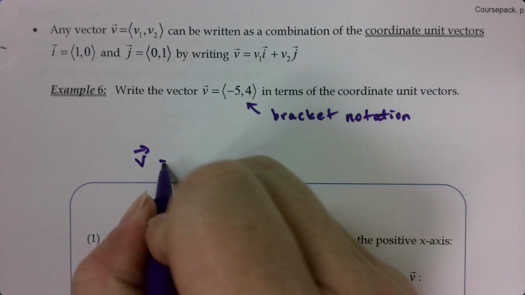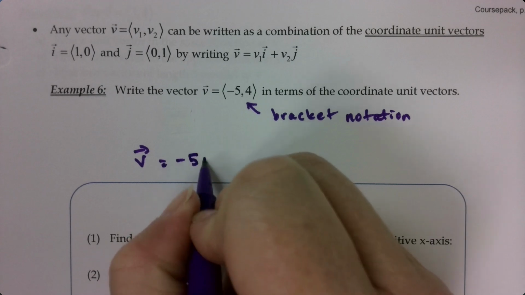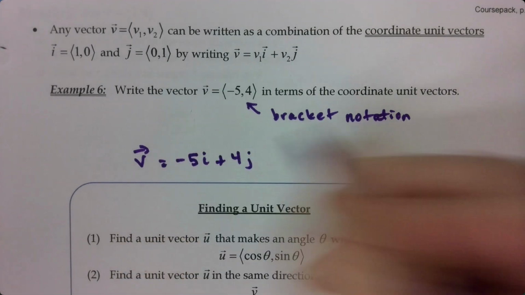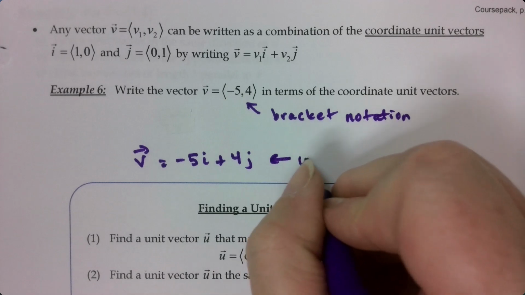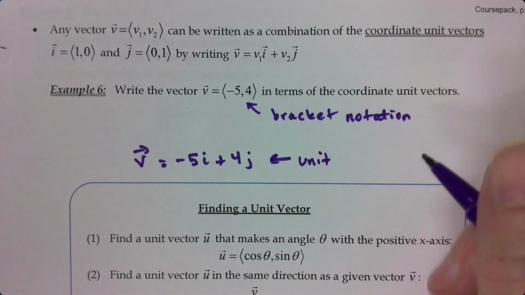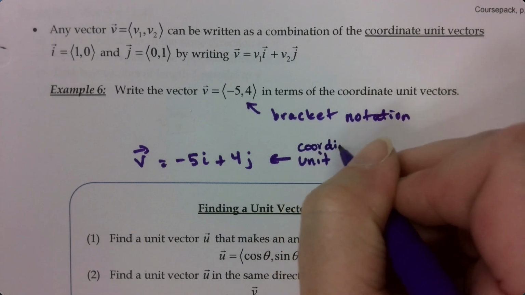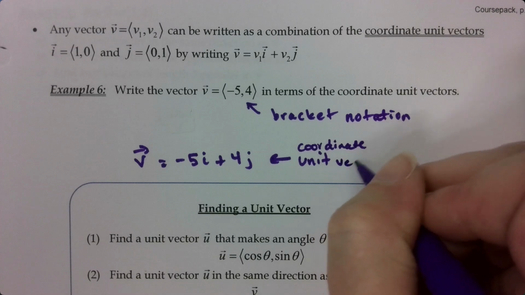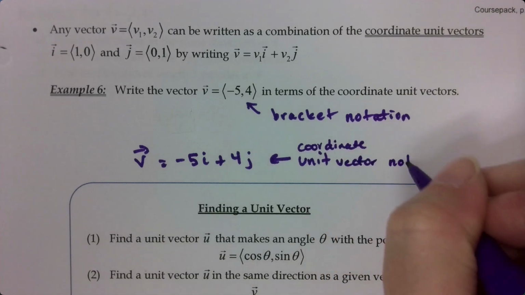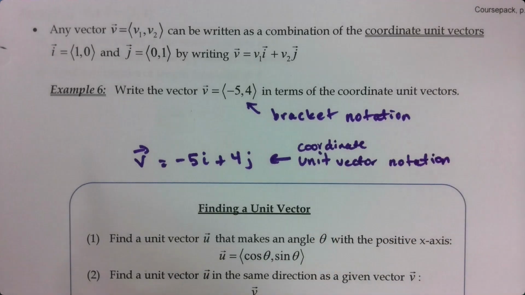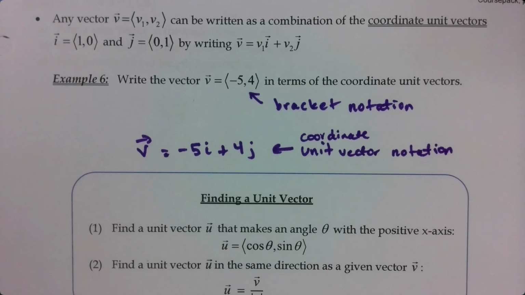So you could write that as negative 5i plus 4j. So that's unit vector notation, or coordinate. It's really coordinate unit vector notation. So they say the same thing. They're just two different ways of saying it.